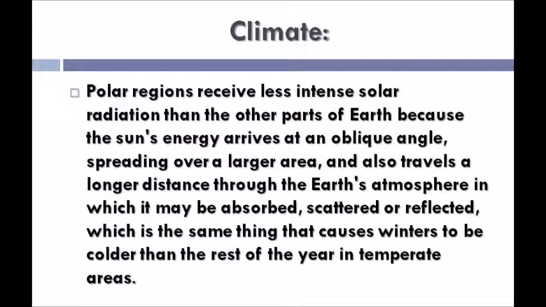Climate of polar regions. Polar regions receive less intense solar radiation than the other parts of the earth because the sun's energy arrives at an oblique angle spreading over a large area and also travels a longer distance through the earth's atmosphere in which it may be absorbed, scattered or reflected, which is the same thing that causes winter to be colder than the rest of the year in temperate areas.